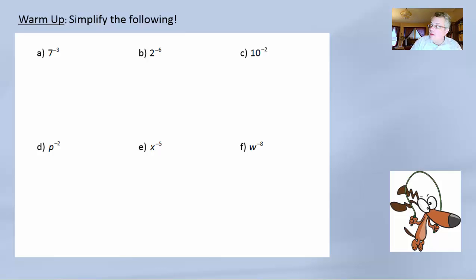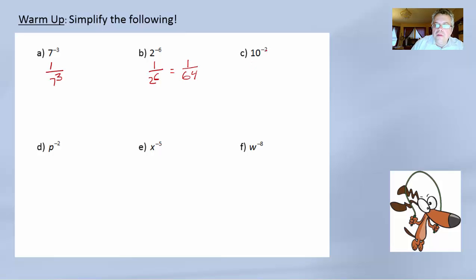So to write this with a positive exponent, we have to write this as 1 over 7 to the positive 3. 7 to the negative 3 is equal to 1 over 7 to the positive 3. All right, same thing here, 2 to the negative 6. We're going to write this as 1 over 2 to the positive 6. And I did it in the first one, but usually, when it's a number, we put in what it is. So 2 to the 6 is 64.